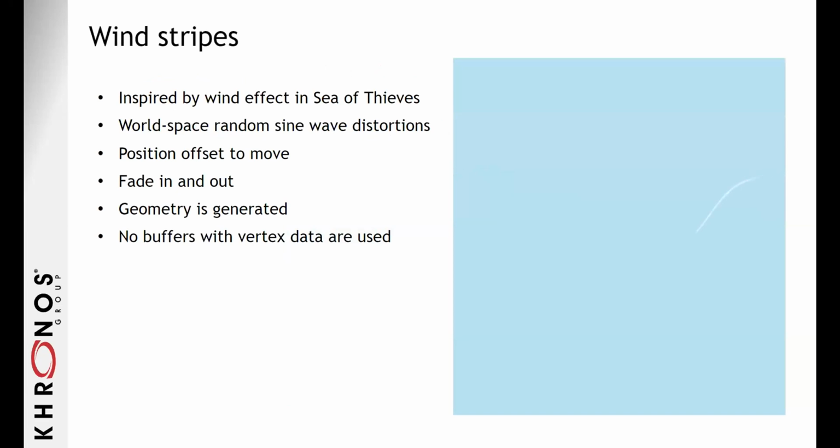Wind stripes. Wind stripes are inspired by the wind effect in the Sea of Thieves game, however, in this scene they are more curly. This one is even more procedural than the other ones because it doesn't use geometry buffers at all, and it generates all triangles based on vertex ID.